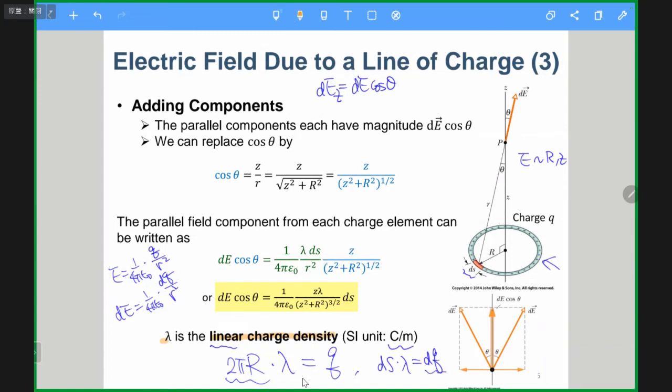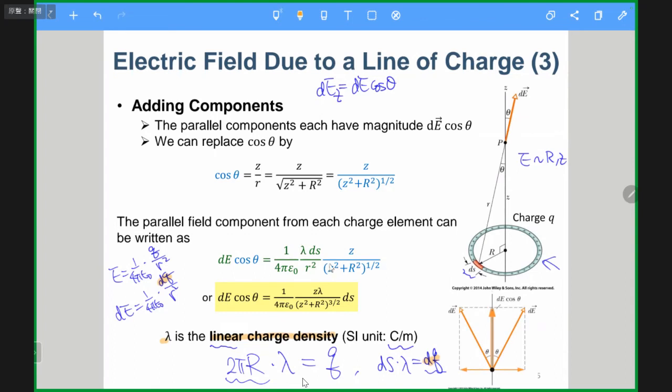As we show here, this is dQ. dQ is lambda ds, so we put lambda ds here, and then R squared. So this is dE. And then we have cosine theta. So we have cosine theta as this one. Okay, so dE cosine theta looks like this.